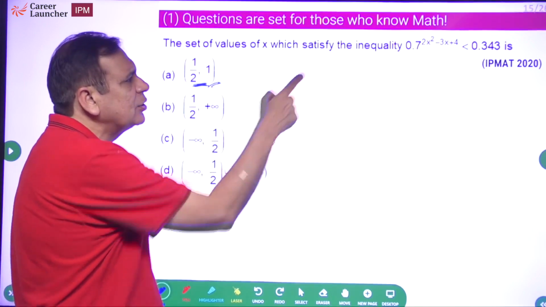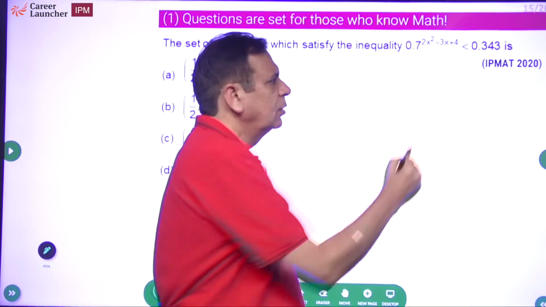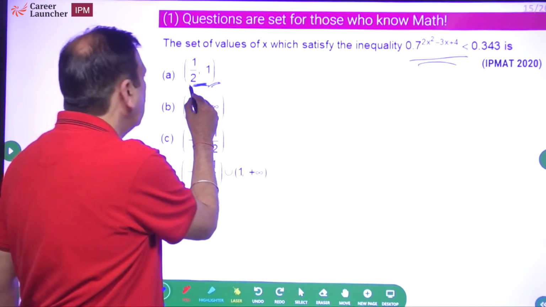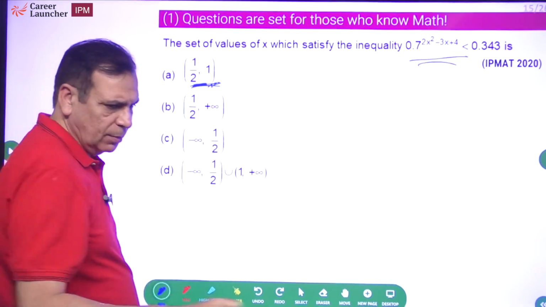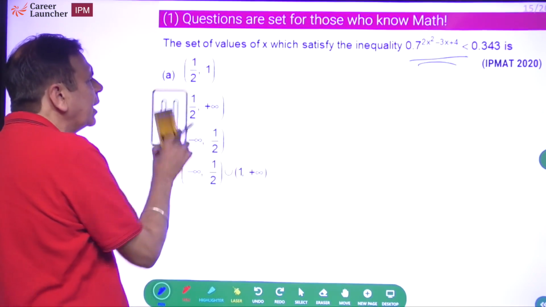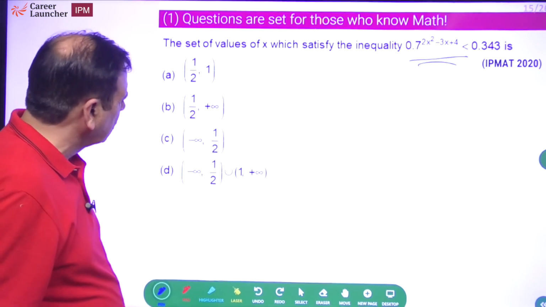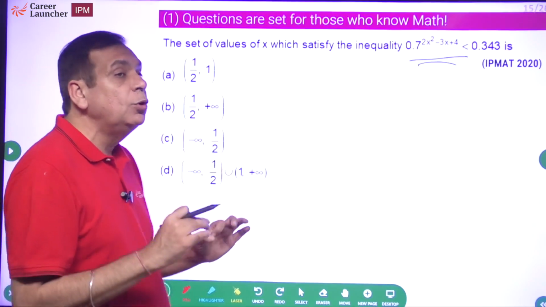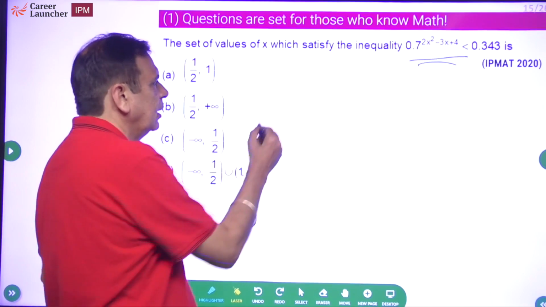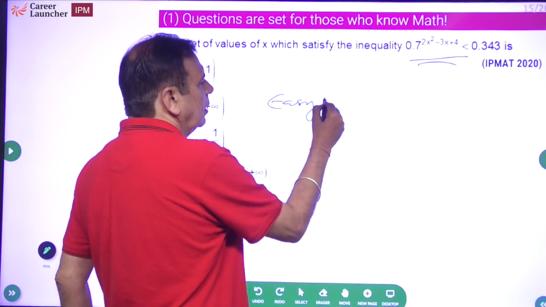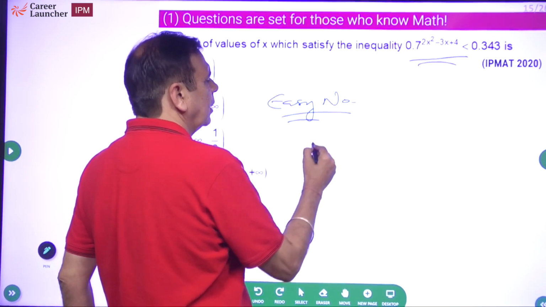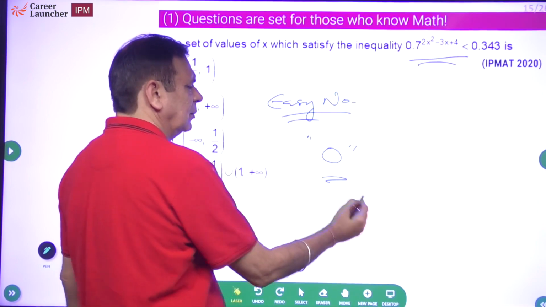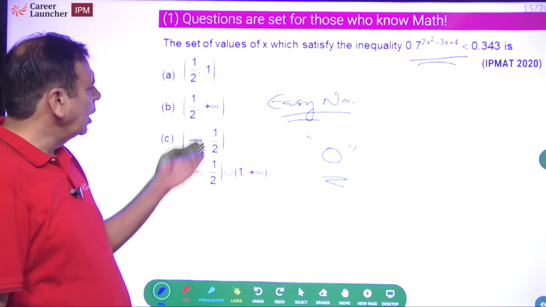All numbers in this region should satisfy this equation. This equation has to be satisfied by all numbers in this region. Perfect. So let's pick up a number and check out. Now look at all the choices. When you pick up a number, use a simple, easy number. Which is the easiest number? 0. सिफर. 0 है कहीं पे?